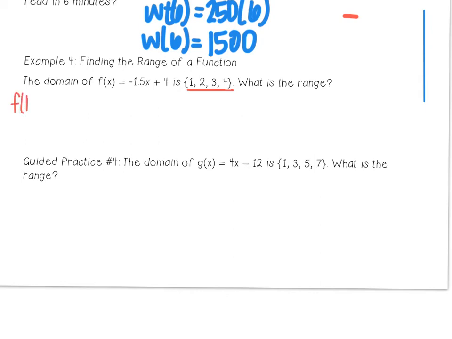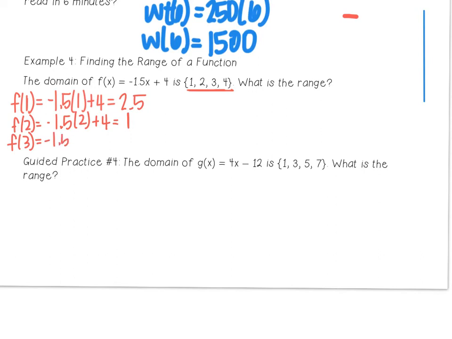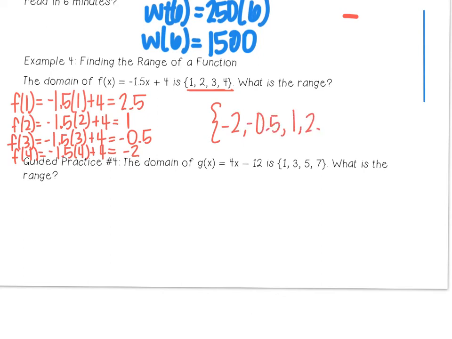So if I plug in 1, so f of 1, that's going to be negative 1.5 times 1 plus 4. And that's going to give me 2.5. If I plug in 2, f of 2 is going to be negative 1.5 times 2 plus 4. So that's negative 3 plus 4, which is 1. If I plug in 3, that's going to be negative 1.5 times 3 plus 4, which is negative 4.5 plus 4, and that's going to be negative 0.5. And finally, if I plug in 4, I get negative 1.5 times 4 plus 4, which is going to be negative 6 plus 4, which is negative 2. So my range is, in numerical order, negative 2, negative 0.5, 1, and 2.5.